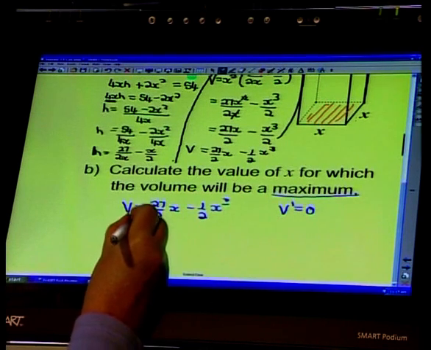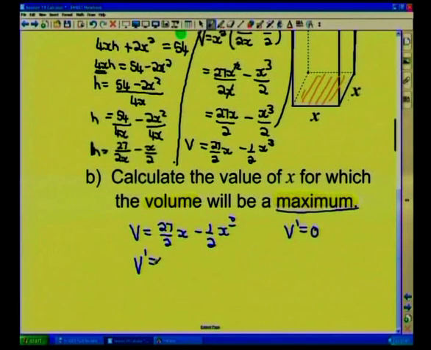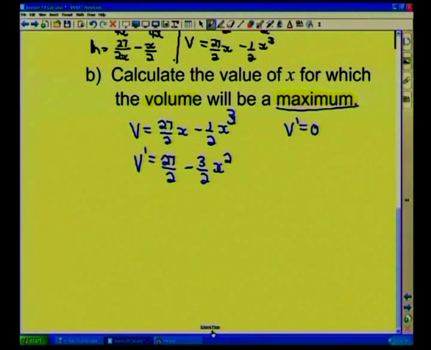So the derivative would be, if I take the derivative of that, I'm going to get 27 over 2. Remember, that was 3, so that's going to be 3 times minus a half, which is minus 3 over 2, x squared. Now, to find our maximum, we need to put it equal to 0.